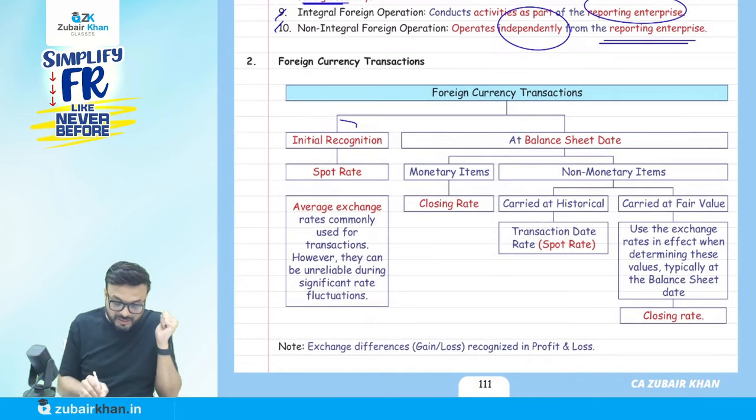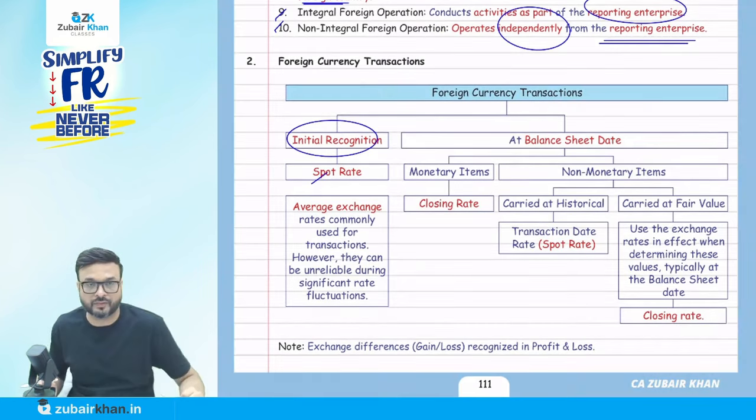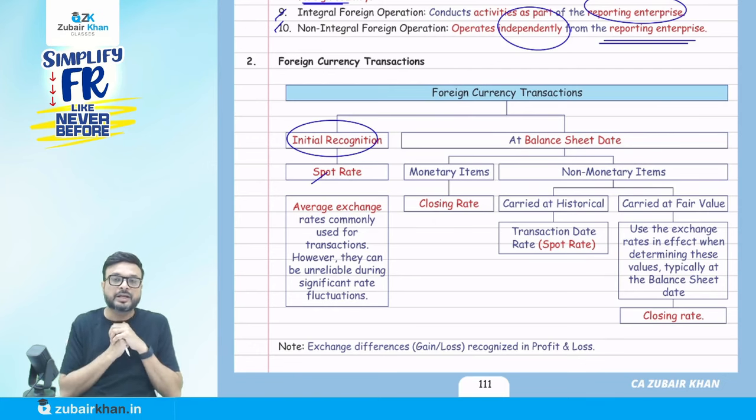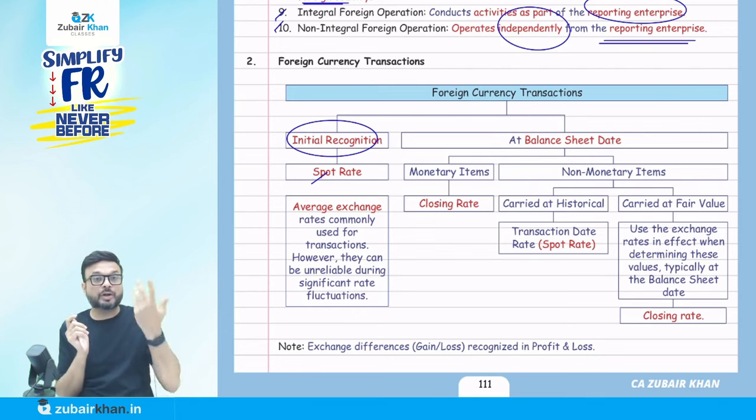Now, what happened? How to recognize it in the books of account? There is the initial recognition. It means the first time we have to record it at the spot rate. Now, listen very carefully. For example, I purchased something from the US, so we pass the entry: purchase account debit to creditor account.